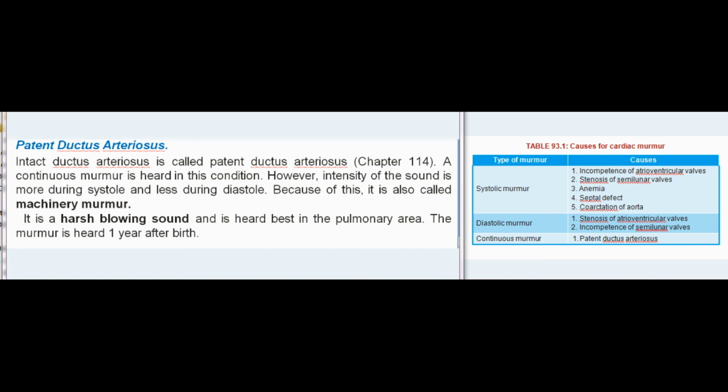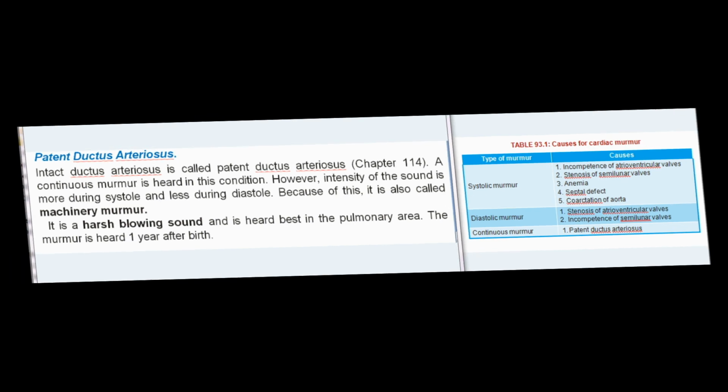However, intensity of the sound is more during systole and less during diastole. Because of this, it is also called machinery murmur. It is a harsh blowing sound and is heard best in the pulmonary area. The murmur is heard 1 year after birth.